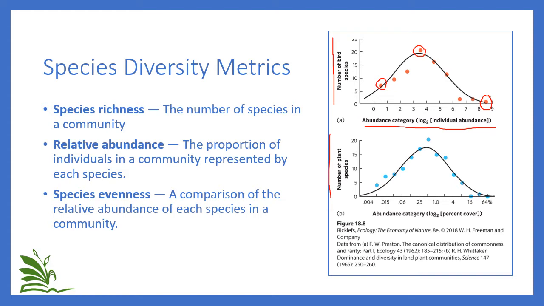But what's interesting is that this pattern happens across communities. And so we get this typical bell-shaped curve or normal distribution of how abundance relates to number of species. And this curve, this normal distribution or bell-shaped distribution, comes out when we use a logarithmic scale on the x-axis, which is important to notice.